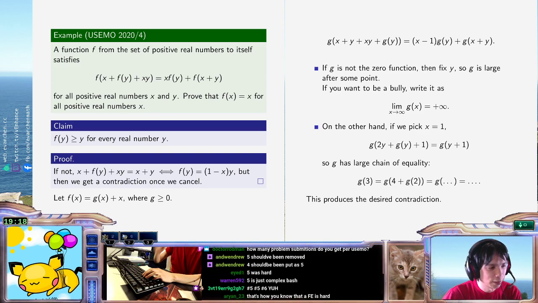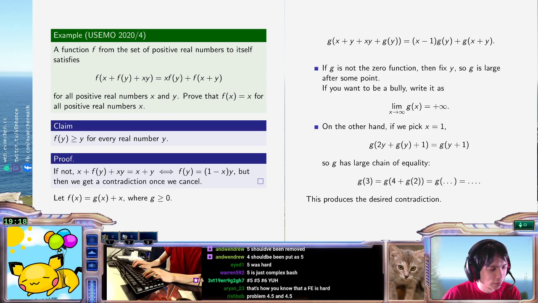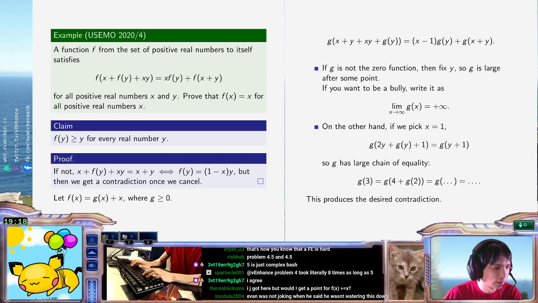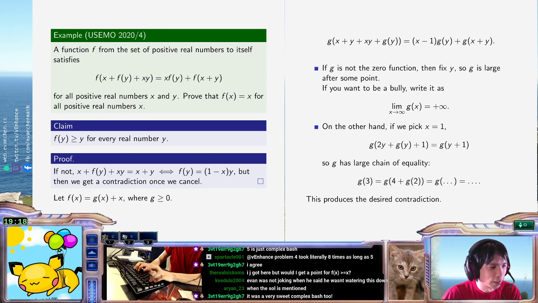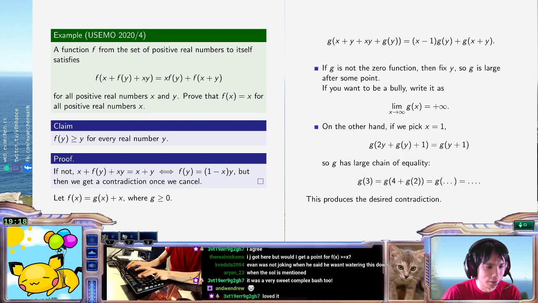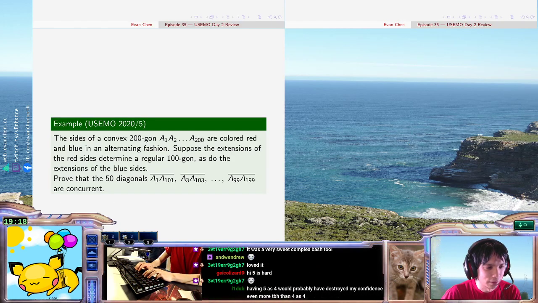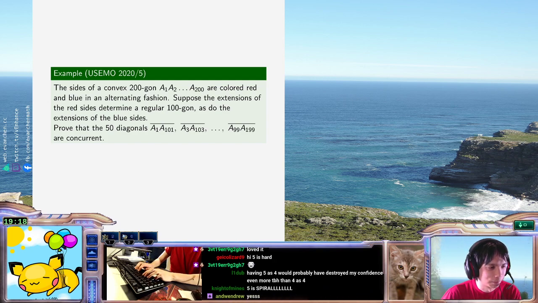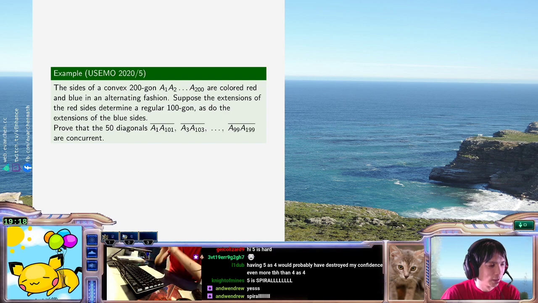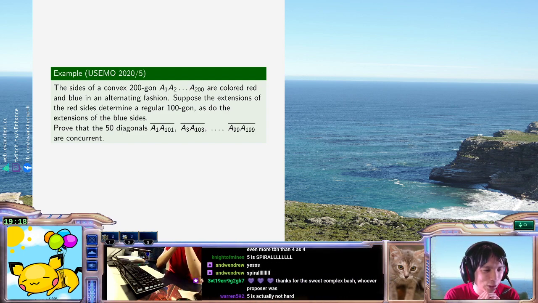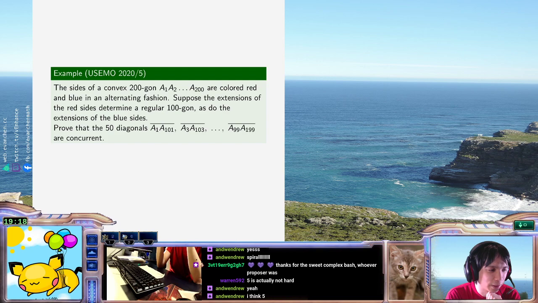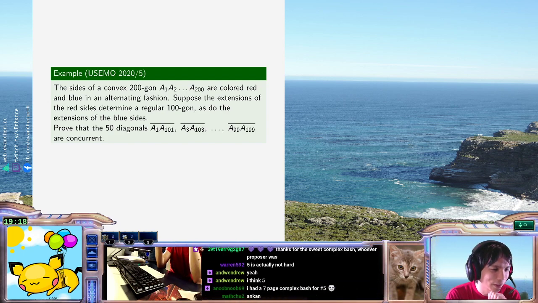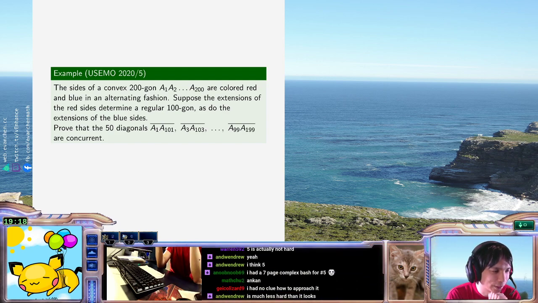Five is just complex bash? Seriously? Yeah, I do not water down the USEMO. I try to make the test like a nice social experience, but the problems are, yeah. The reason I didn't want to put 5 as problem 4 is because if you don't know spiral similarity, you can't solve it, incidentally. I agree it's not that hard for a 5, but I don't know.